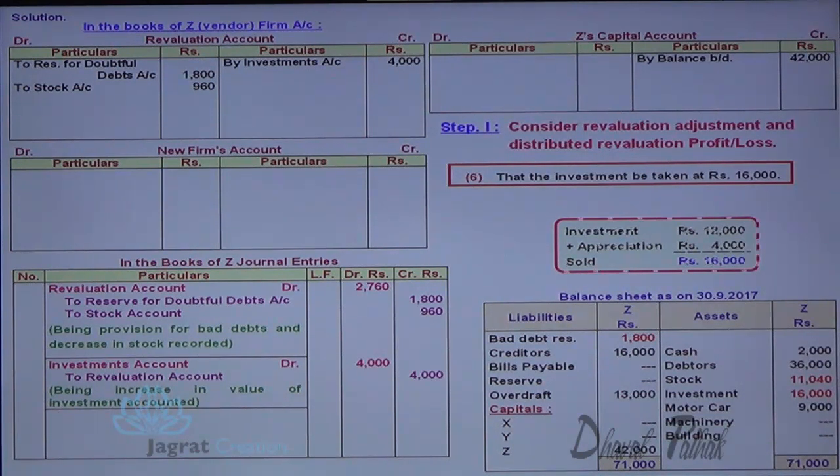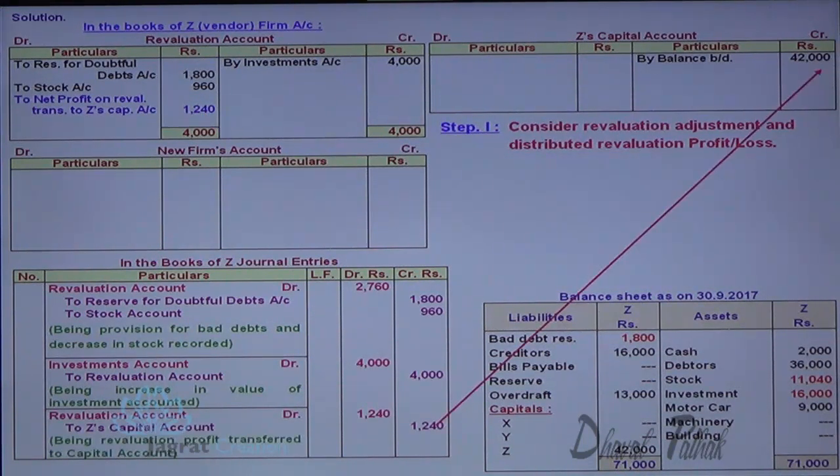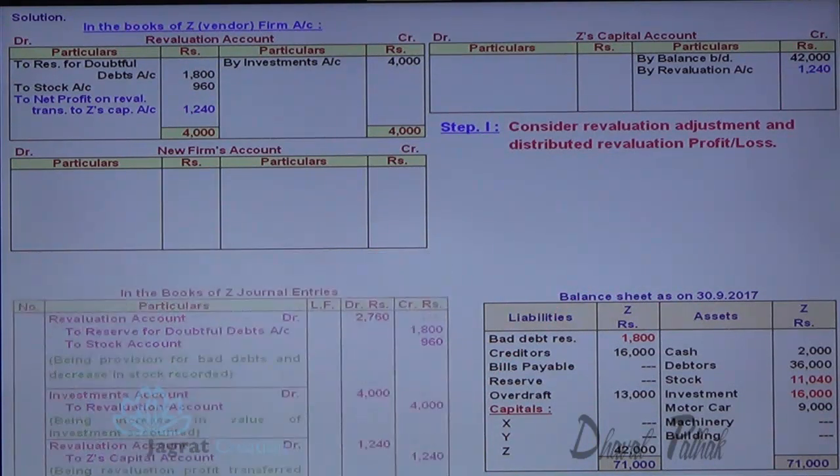Now I want to close revaluation account. Profit or loss thereon will be transferred to the capital account of Z. Profit is 1240. Revaluation account debit to Z capital account credit. Z capital account is credited. So this is how the first step is done.